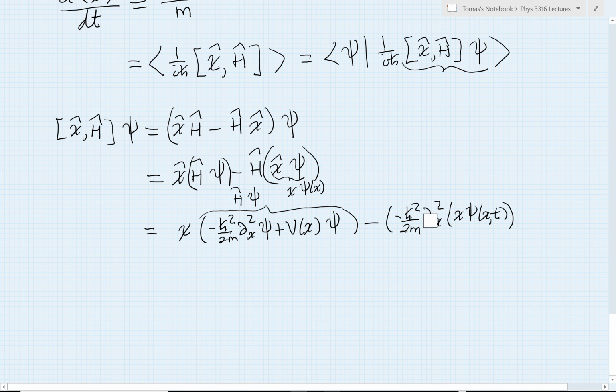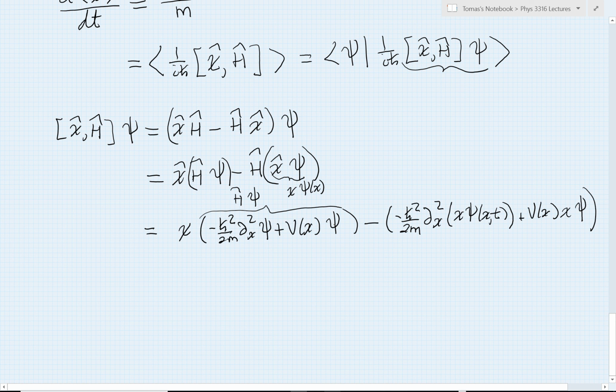Now, that's not the end of the Hamiltonian acting on x times psi. The last piece is you add on the potential times whatever function you're acting on, which again is not psi, but x times psi. So I have x times psi, and I can close my parentheses. This is then H acting on x psi being subtracted from x acting on H times psi.